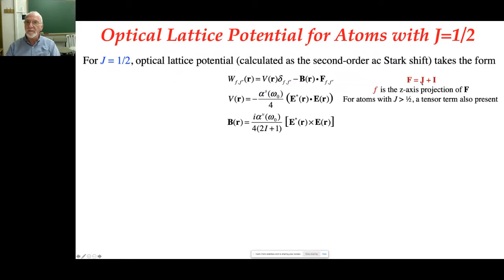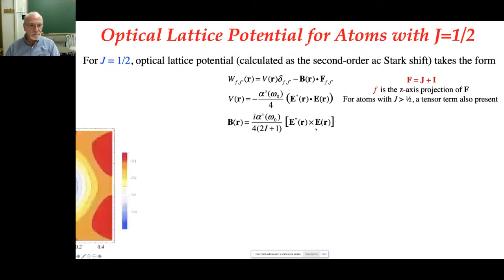So the sum of the electronic and nuclear angular momentum gives us the hyperfine quantum number F, and the light field couples directly to F when the angular momentum of the atom is 1/2. There will not be a tensor term. There will only be a scalar term, which is proportional to the intensity, and a vector term for the case of atoms with J equals 1/2.